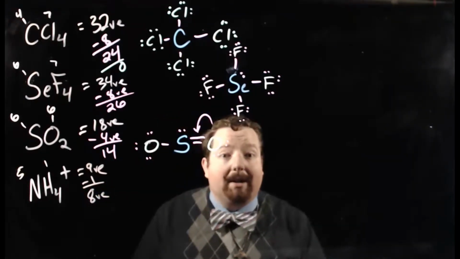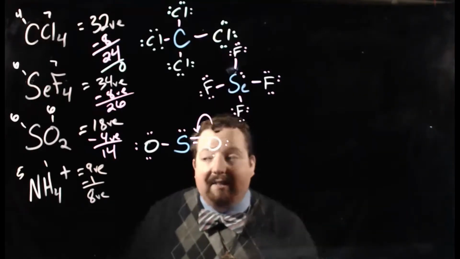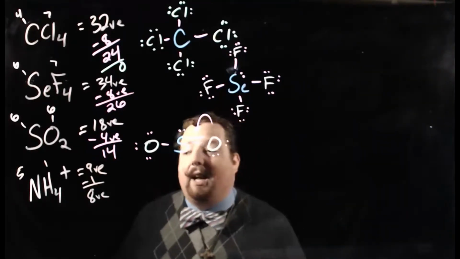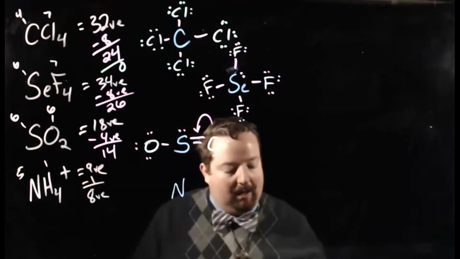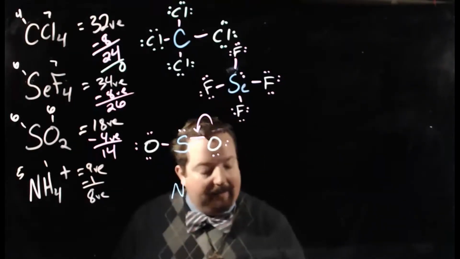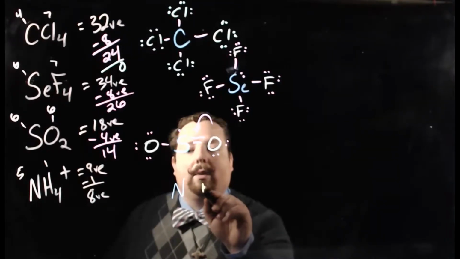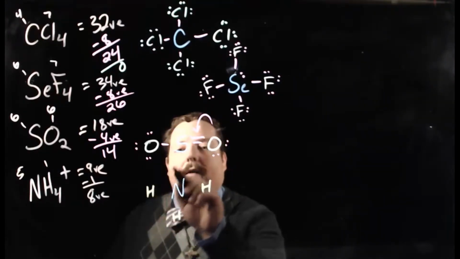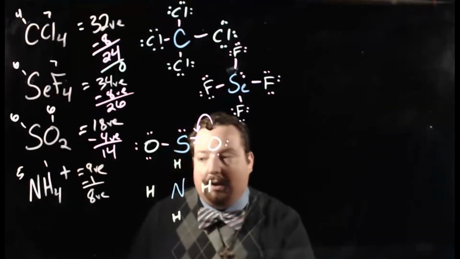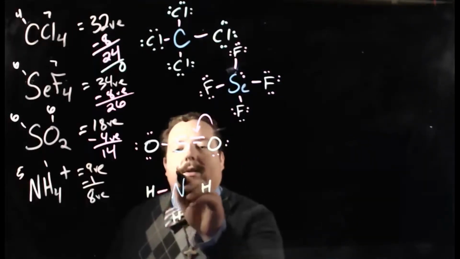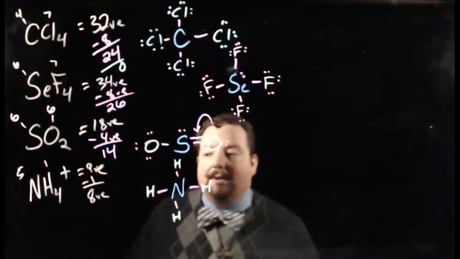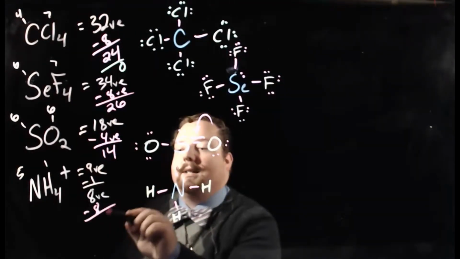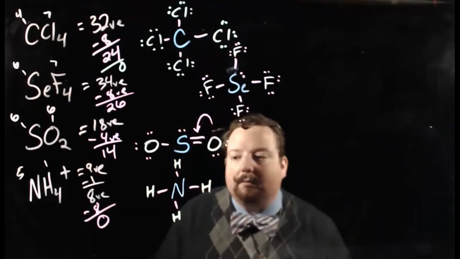Hydrogen can never be our central atom, so we've got to pick nitrogen, even though it is more electronegative than hydrogen is. So we'll put nitrogen in the middle. We'll put our hydrogens on the outside. We have 1, 2, 3, 4 of them. We'll draw our bonds in. We have 1, 2, 3, 4. And that gives us 2, 4, 6, 8 electrons we just used. So minus our 8 from our bonds gives us 0, and we're all done.